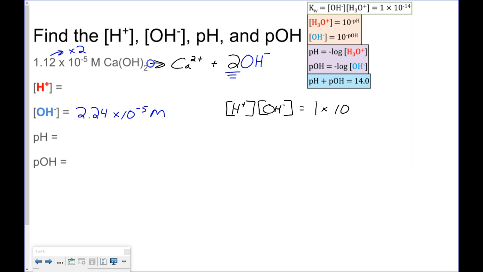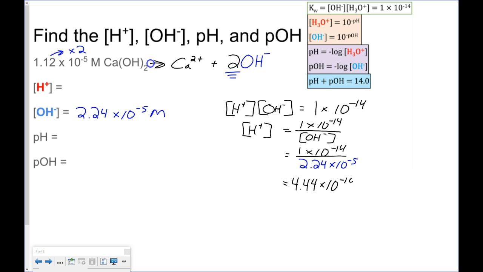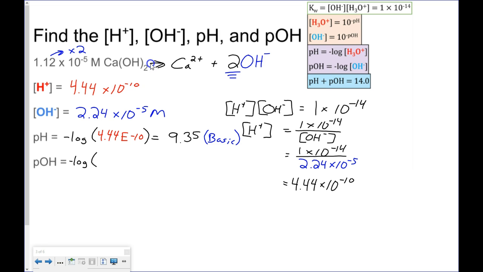Working this out using my coefficient right here of 1 times 10 to the negative 14th and solving for the hydrogen proton right there, that's all going to solve out, dividing by my hydroxide, to 4.44 times 10 to the negative 10th, which is going to be my concentration. For pH, the negative log of that number, 4.44 times 10 to the negative 10th, is going to give me 9.35. That's going to be a base because it's above 7.